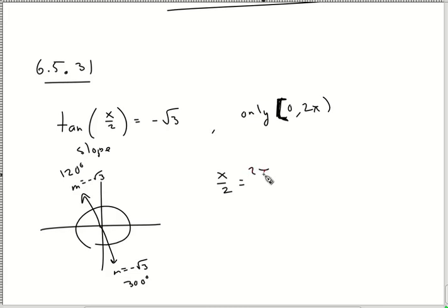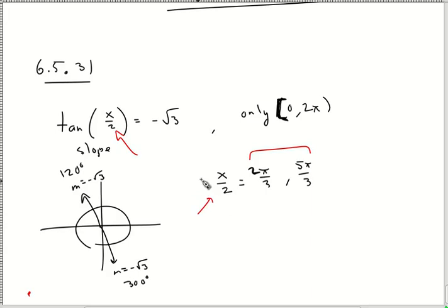So this is 2 pi over 3. That's my 120. And then I've got 5 pi over 3, which is my 300. Okay, so how do I get x by itself? And I'm going to ask one more thing. This is a full revolution, right? How many revolutions do I need to go? Half of a revolution.